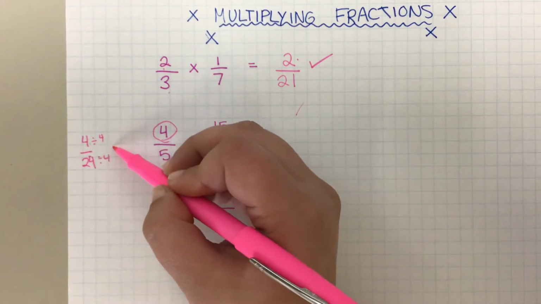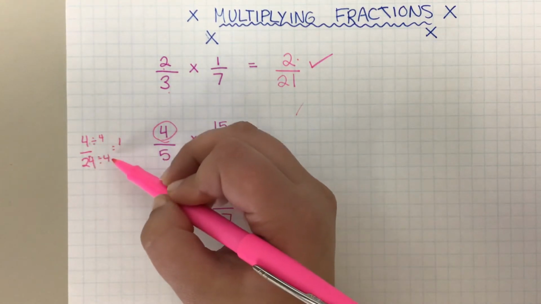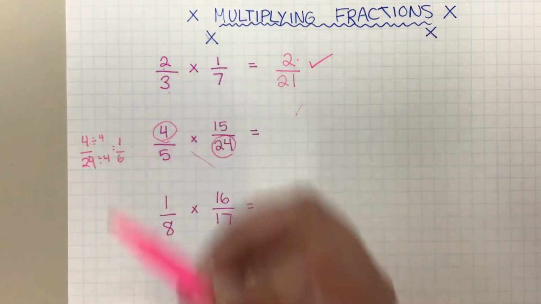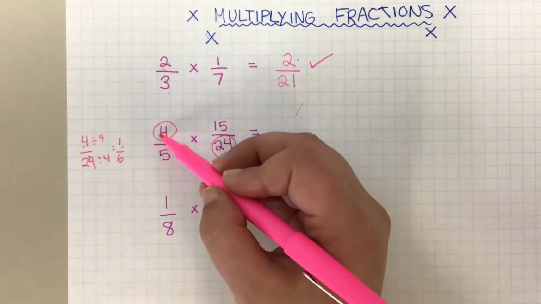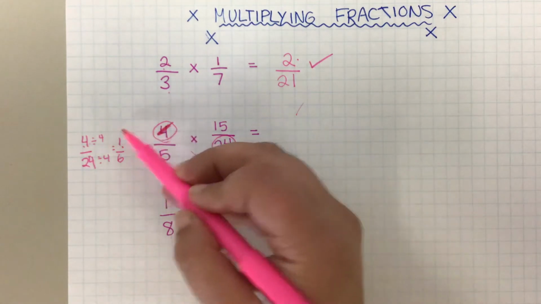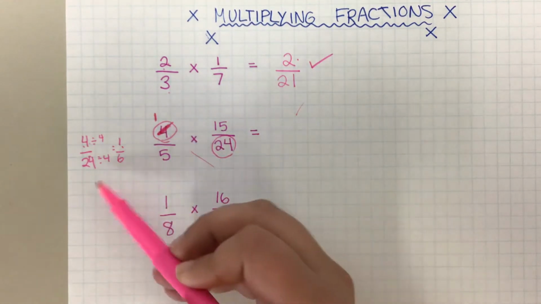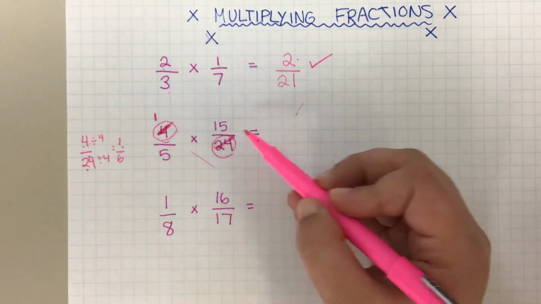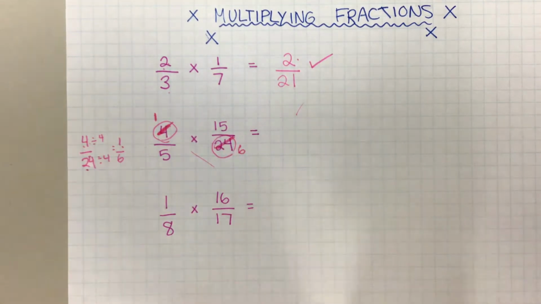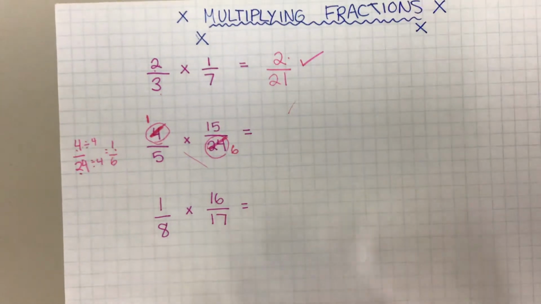4 divided by 4 gives me 1. 24 divided by 4 gives me 6. So my 4 became a 1. So what I'm going to do is cross out my 4 and change it to a 1. And my 24 became a 6. So I'm going to cross out my 24 and write a 6. There we go. Now I've cross-reduced.